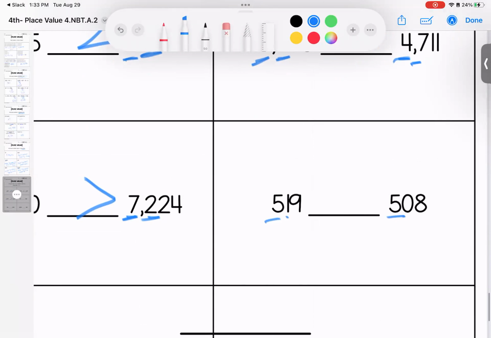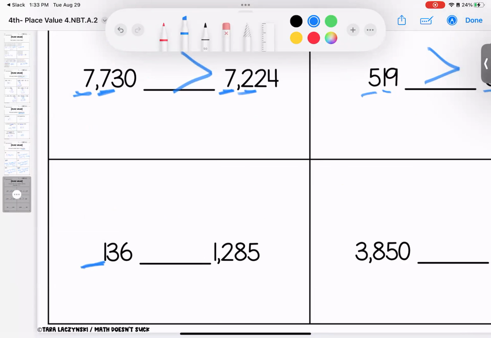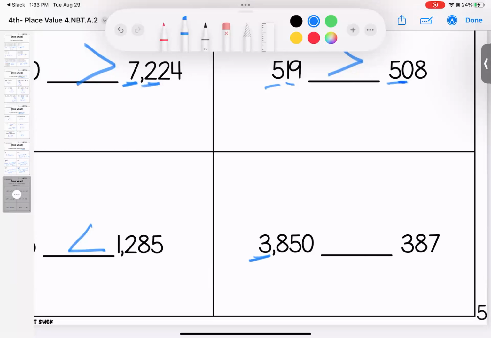500, 500. 10, 0. The 10 is greater. Nothing in the thousands place. Automatically, 1,285 is bigger. There's nothing in the thousands place. Last one, 3,000. Nothing in the thousands place. 3,000 is greater. Questions? Bring them with you to class.